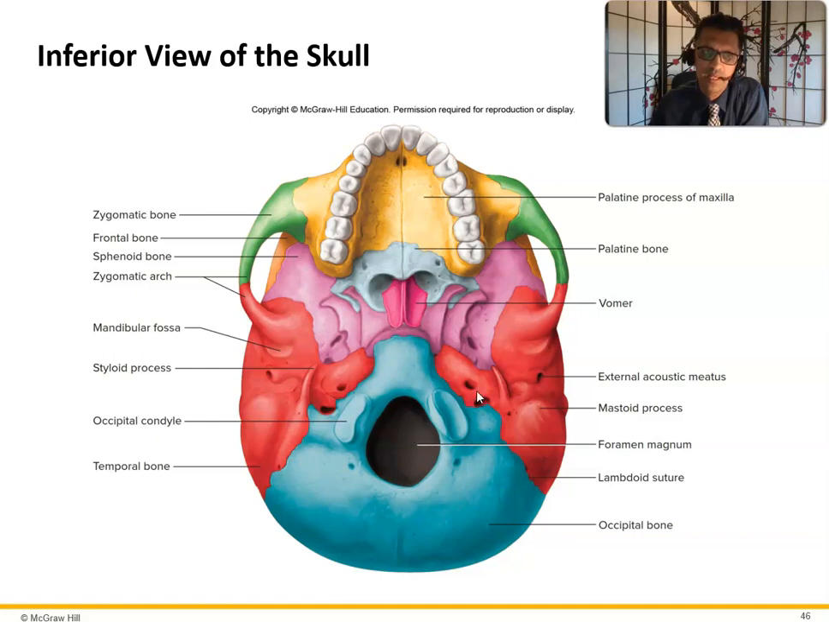If you look at the inferior view, here's the foramen magnum. This is where your spinal cord comes out of. Here's the temporal bone, here's the occipital bone, and these occipital condyles, that's what sits on top of C1, which is your first vertebra, cervical 1, which is known as atlas. There's the styloid process. There's that vomer bone. Here is the palatine process of the maxilla, and here is your palatine bone. So if you were to put your tongue on the roof of your mouth, you can feel this bone right here. The zygomatic bone, the frontal bone, sphenoid bone.